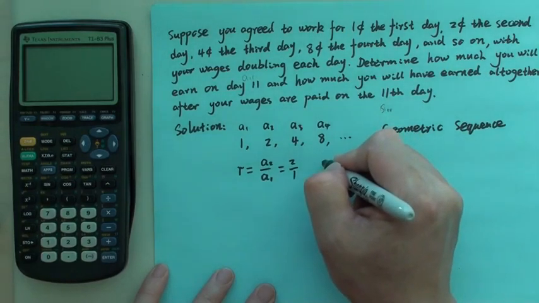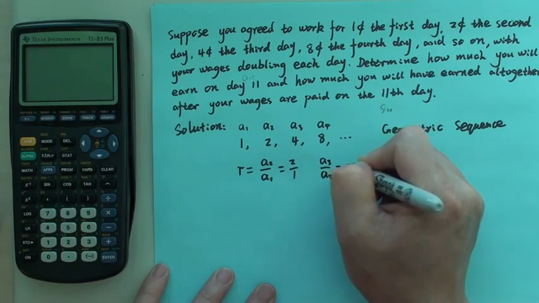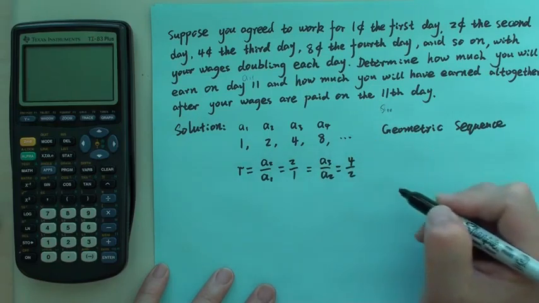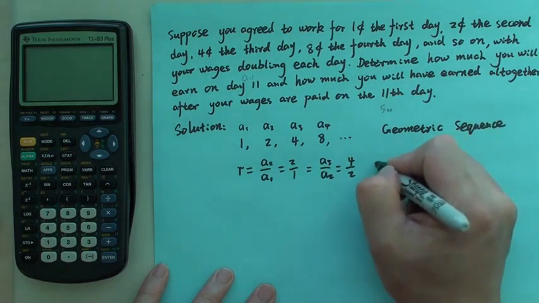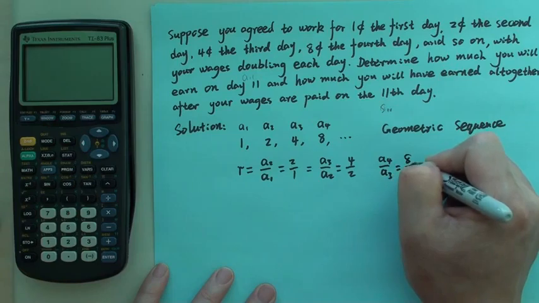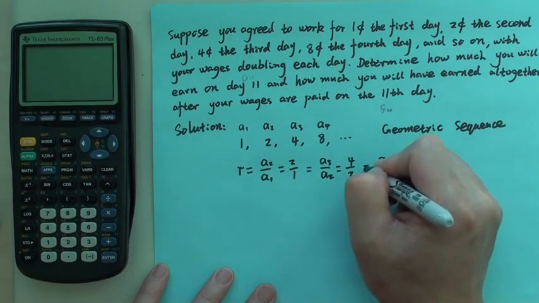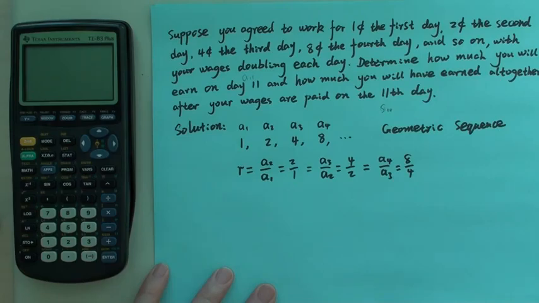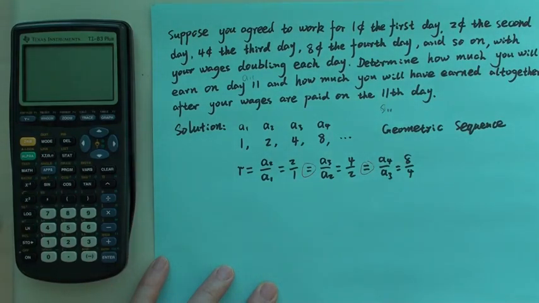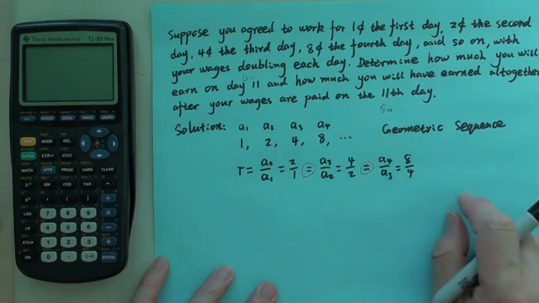You can also use A3 divided by A2, that's 4 over 2. Still they are equal. Of course, you can do A4 divided by A3, that's 8 over 4. They are still equal. They are all equal right here. So the ratio we know.